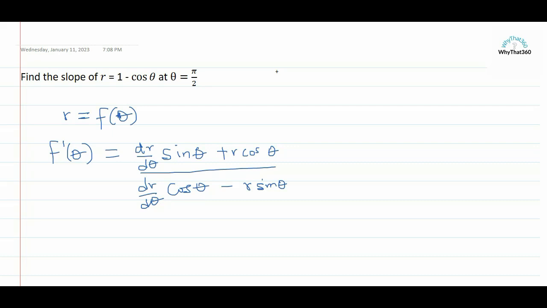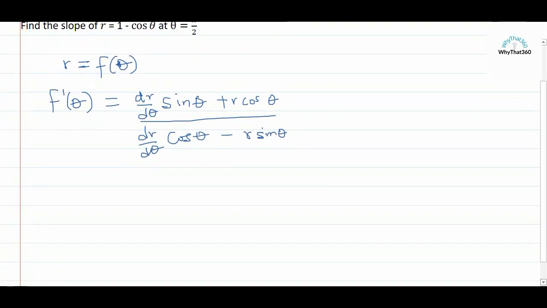But before we do that, I want us to find the dr d theta. We know that r is equal to 1 minus cos theta. So if we differentiate this with respect to theta, we will get sine theta. If we differentiate 1, we get 0, and if we differentiate minus cos theta, we get sine theta.